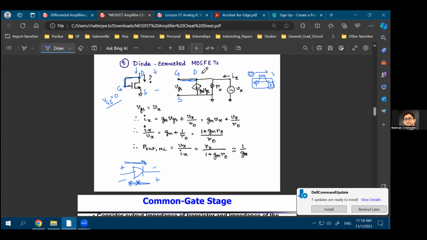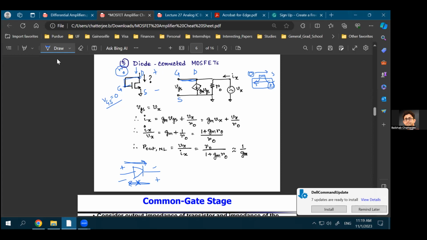Now, this is a special case. Till now, what we have learned is that as you're looking into the drain of the transistor, you'll see a resistance of RO. This is why we are learning this diode connected MOSFET, because this is the only scenario where you will not see an RO resistance looking into the drain of the transistor. This is the only scenario that we'll encounter where the resistance looking into the drain will not be equal to RO. It will actually be equal to 1 upon gm, and we'll solve it through the small signal model.